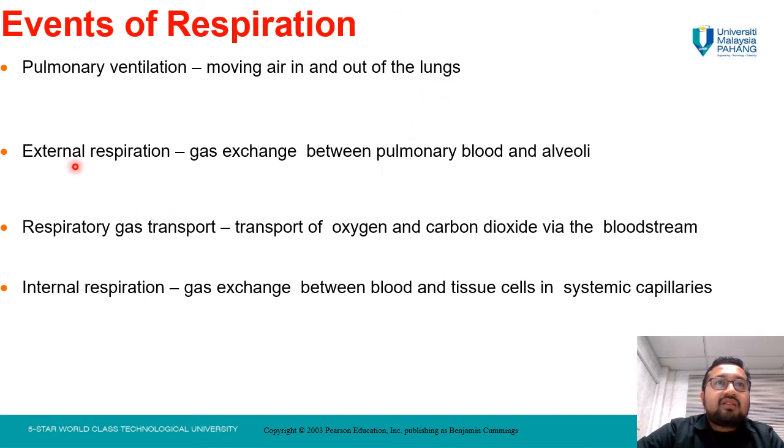Okay, and then external respiration, where there is a gas exchange. First we have to move air inside, okay, and also moving out the air outside lah, oxygen masuk, carbon dioxide keluar. And that external respiration, okay, so the air which consists of the oxygen, there will be exchange between the pulmonary blood and alveoli, okay, exchange of gases. And then respiratory gas transport of oxygen and carbon dioxide via the bloodstream. Okay, and then internal respiration, mean gas exchange between blood and tissue cells in systemic capillaries.